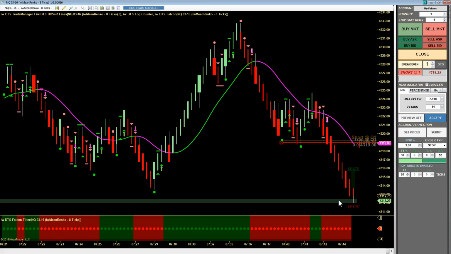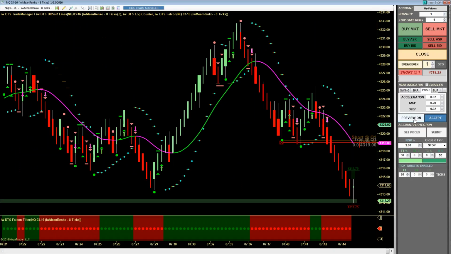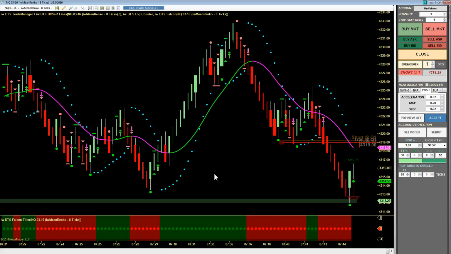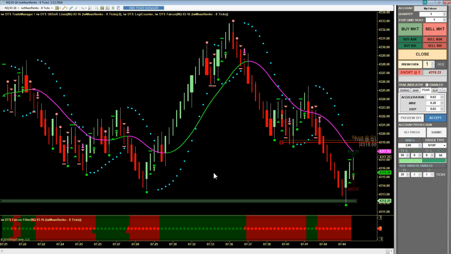Okay, back into our support zone. How are we doing for profit here? Okay, about $130. Let's get our parabolics handy. So we have hit the initial profit target. Let's see if we can't try to run this a little bit lower.